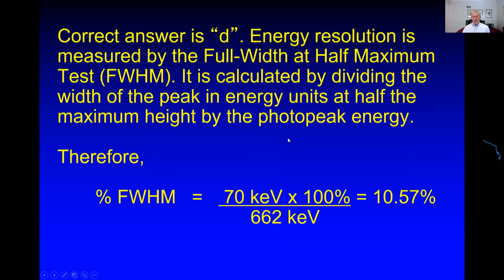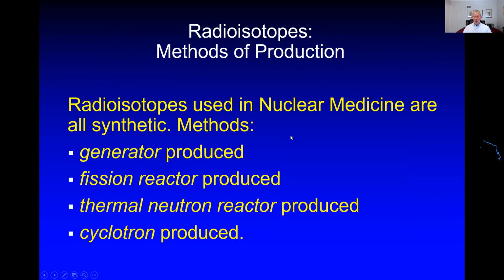Now, here is the really good news. Believe it or not, we are finished with all of the physics, and everything else from now on out is going to be a lot more descriptive. We're not going to need calculators. There may be some tangents that we run off on with a physics question here or there, but pretty much we are done with the physics, and we're going to start with isotope production. We're going to talk about isotope production and generators today.